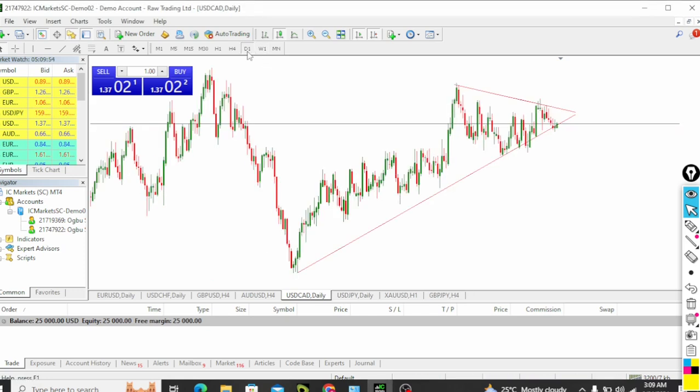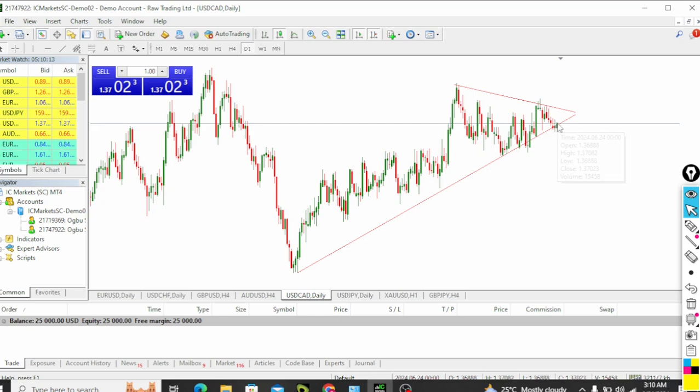Okay, let's look at the daily time frame. This is the daily time frame, and you can see we have a triangle already. This is a triangle. So what we'll be expecting is the pair to keep revolving around the triangle.